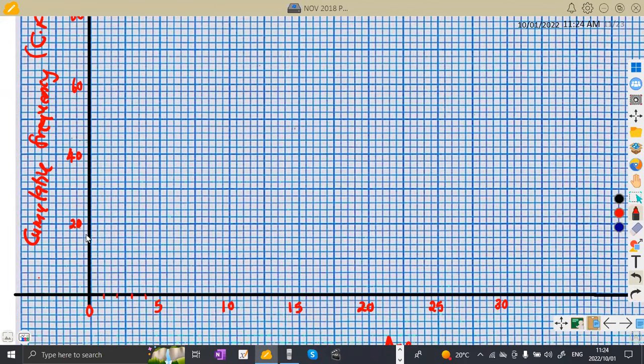And on the vertical here, which is your cumulative frequency, it's actually 2, 4, 6, so it will be 2, 4, 6 up to 20. Okay, so now we understand. Now let us mark our points.